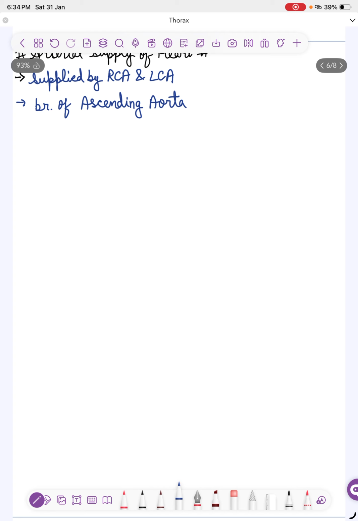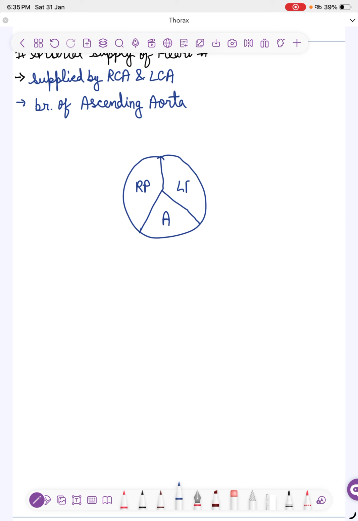Right coronary artery is originated from the anterior aortic sinus and the left coronary artery is originated from left posterior aortic sinus. See, there are three sinuses. This is the anterior aortic sinus, this is the right posterior aortic sinus, and this is the left posterior aortic sinus. So right coronary artery is originated from anterior aortic sinus, and the left coronary artery is originated from the left posterior aortic sinus.